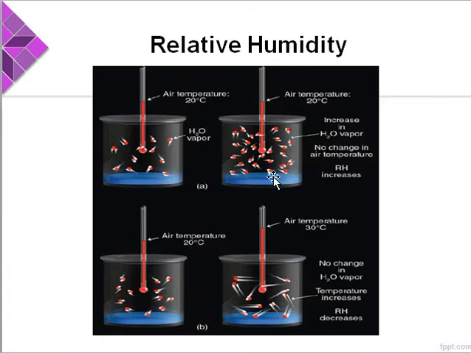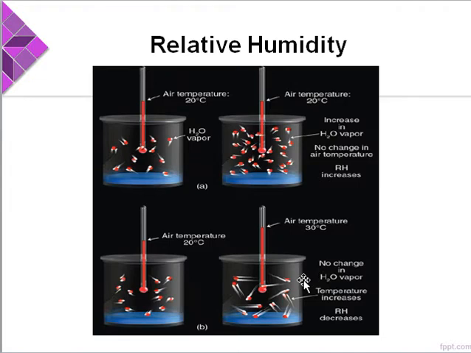In figure B here, it illustrates that as the air temperature increases from 20 to 30 degrees Celsius with no change in water vapor content, the relative humidity decreases. This decrease in relative humidity occurs because in warmer air, the water vapor molecules are zipping about at such high speeds they are unlikely to join together or condense. Because of faster movement, they cannot condense.